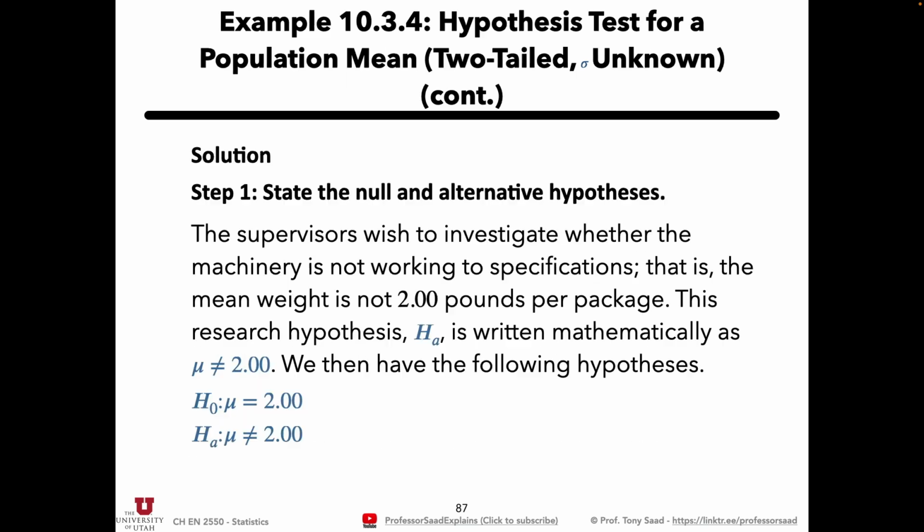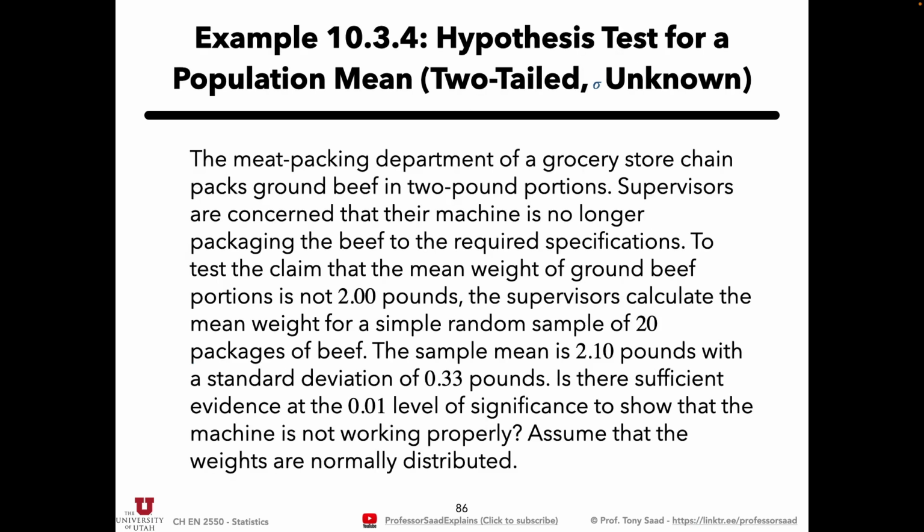All right, so finally we do a two-tailed one with an unknown sigma. This is getting repetitive, so we'll just do this one, and then we skim over the proportions examples. So this is another example. The meat packing department of a grocery store chain packs ground beef in 2-pound portions. Supervisors are concerned that their machine is no longer packaging the beef to the required specifications. To test the claim that the mean weight of a ground beef portion is not 2 pounds, so they don't know. It might be more, it might be less. They just don't know. So they want to test that hypothesis.